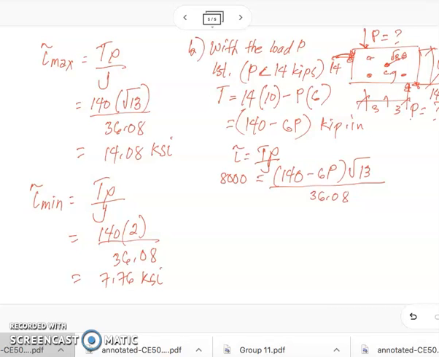Simplify this one, cross multiply. This will give us 80.05 equal to 140 minus 6P. And our P here is equal to 10.0 kips. So that will be our first case. For the second case, our P will be greater than 14 kips.